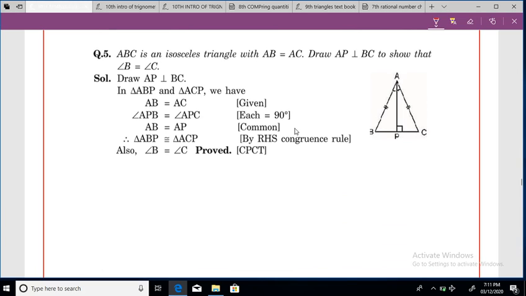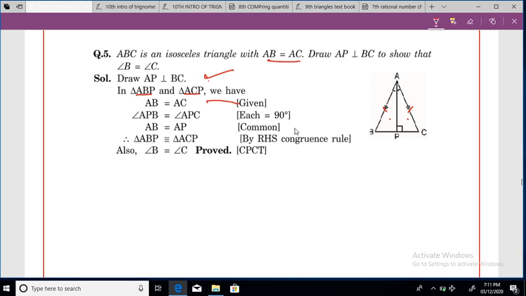So fifth question. ABC is an isosceles triangle with AB equal to AC. Draw AP perpendicular to BC to show that angle B is equal to angle C. It is also so simple, already we did this. Draw AP perpendicular to BC. It is a given statement. We take these two triangles, ABP and ACP. In that AB equal to AC, that is given here.